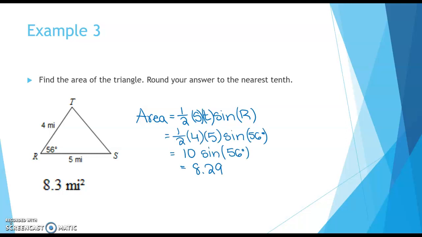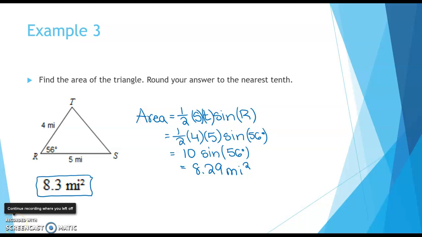Okay, so once you plug in your sides and your angle, you should have ended up with 1/2 times 4 times 5 times sine of 56. And when we calculate that all out, we do end up with approximately 8.29. We need to make sure we put the units on it, so I'm going to say miles squared. If we were to round it to the nearest tenth, we would end up with approximately 8.3 miles squared. And there's our answer.